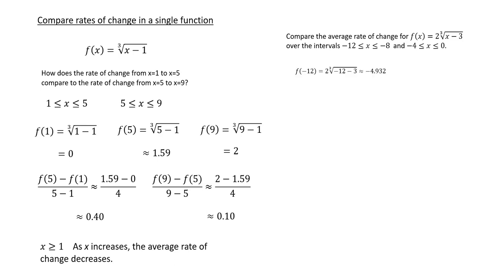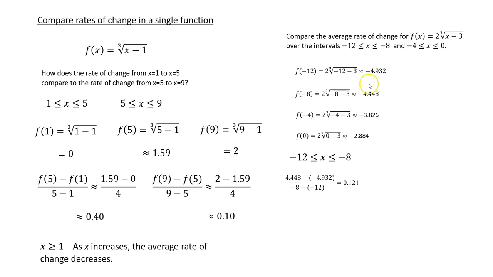Looking at the boundaries, f of negative 12, f of negative 8, f of negative 4, and finally f of 0, we get these values. So now, comparing the rates of change between negative 12 and negative 8, we use these values, the change in y over the change in x, and we get 0.121.